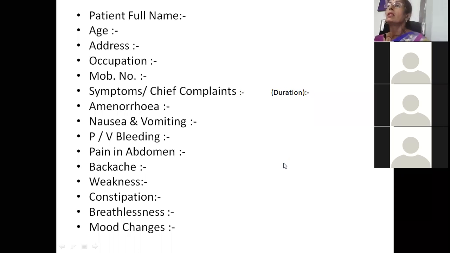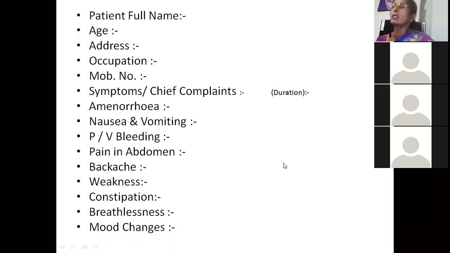Next comes the menstrual history. Menstrual history you must take in detail. In menstrual history, first comes the age of menarche. Age of menarche means when the first period started. Then you have to mention the duration. If the menarche was at 12 years and the patient's age is now 26, then you have to mention that 14 years back first menses started.